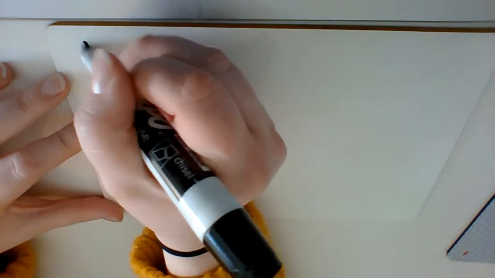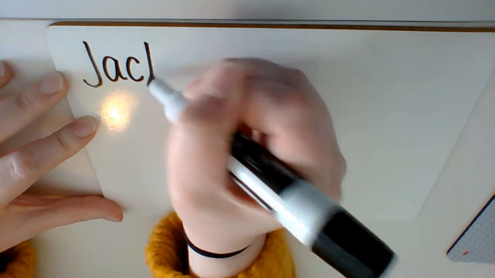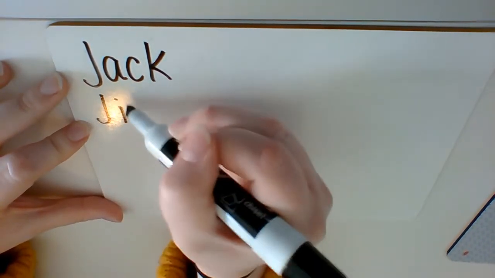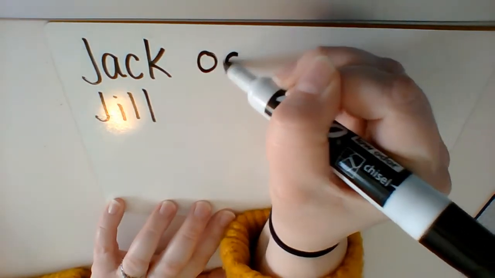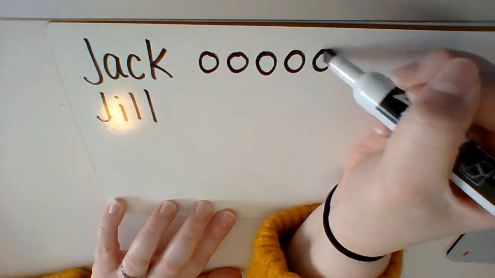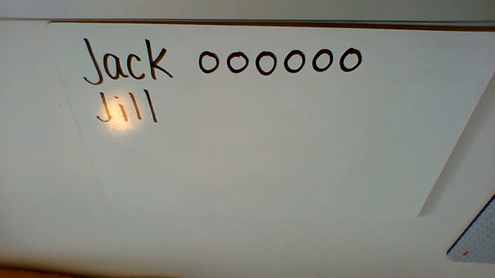The first thing I'll do to solve this story is to write the names of the characters on my board, starting with Jack because he was first in the story. I'll write Jill's name just below his. Now, I need to represent the number of cards Jack and Jill had by drawing circles. Jack had 6 cards, so I'll draw 6 circles next to his name. Jill had 10 cards, so I'll draw 10 circles next to her name. I'm going to be very careful to line them up to make it easier to compare the circles.